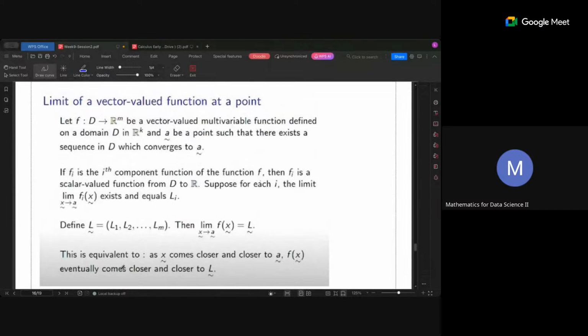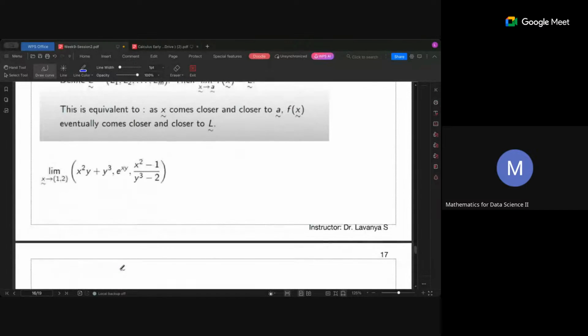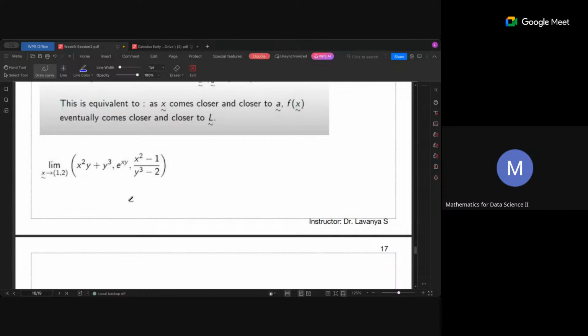So the limit of vector valued functions is just like the limit of sequences. Sorry, instead of sequences, now you have functions. It's a similar concept to what we did earlier. Now instead of one function, you have f1, f2, f3. You have to find the limit of each function. If the limit of each function exists, then only this limit exists. That's all.